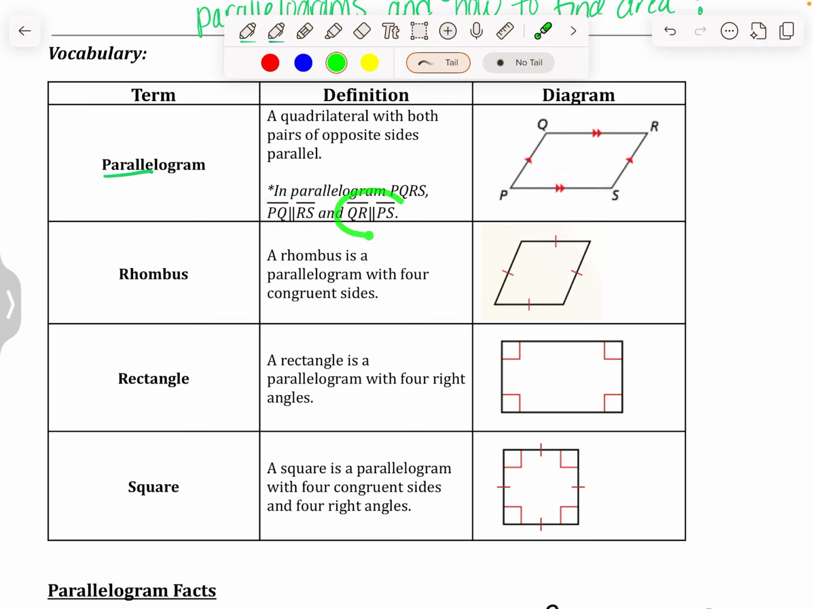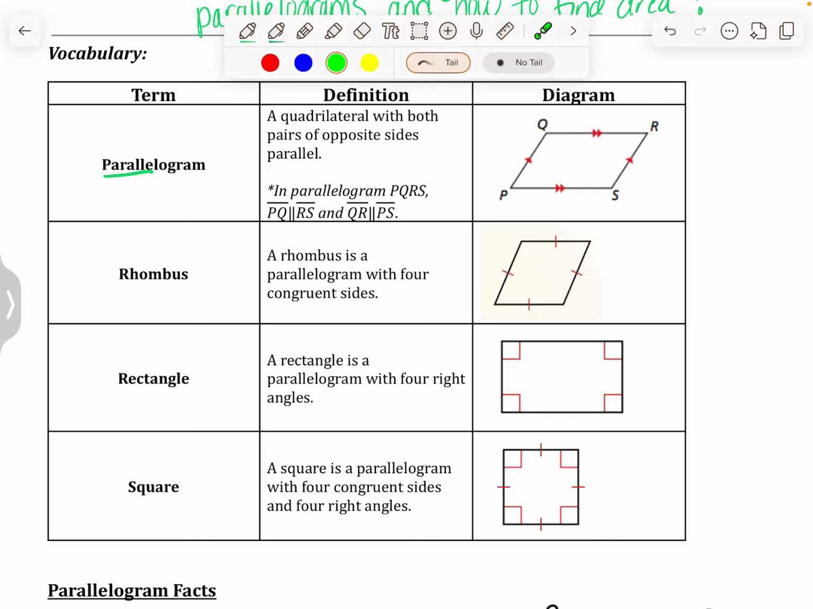Then we have QR is parallel to PS. So these sides are parallel. We use these triangles to mark the parallel lines. And so both pairs of sides are parallel. It is a parallelogram and it's a quadrilateral, so it's got four sides.